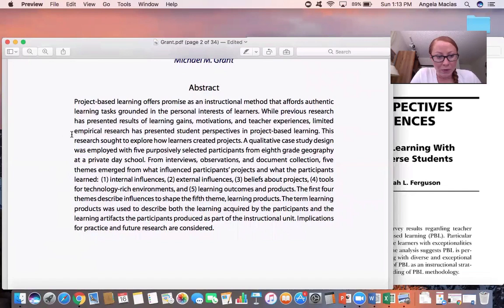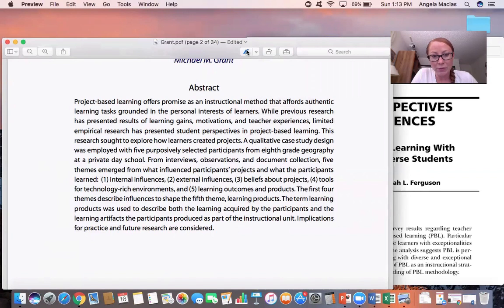Let's continue. This research sought to explore how learners created projects. A qualitative case study design was employed with 5 purposefully selected participants from 8th grade geography at a private day school. From interviews, observations, and document collection, 5 themes emerged from what influenced participants' projects and what the participants learned. Now, before I read these themes, I can already tell what kind of research this is. I've identified it, and that is common.